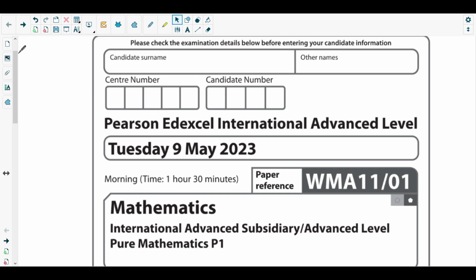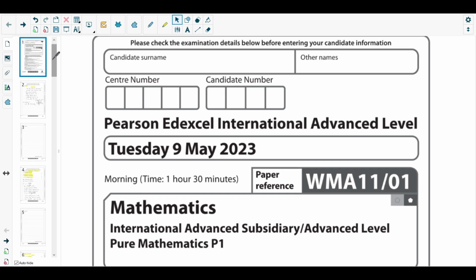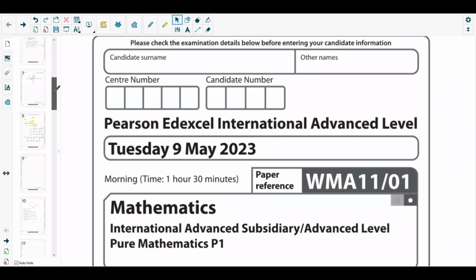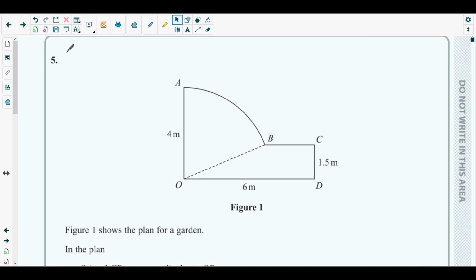In this video, we will be solving question number 5 from the recent past paper of Pure Mathematics 1, which is the May 2023 P1 paper. So let's get started with question number 5.